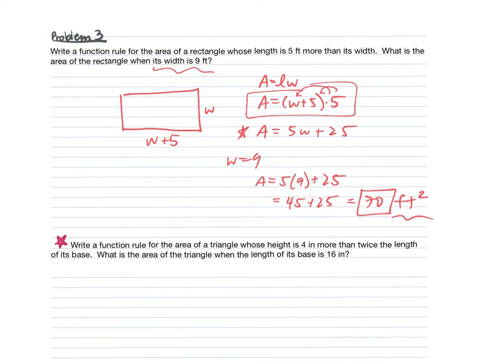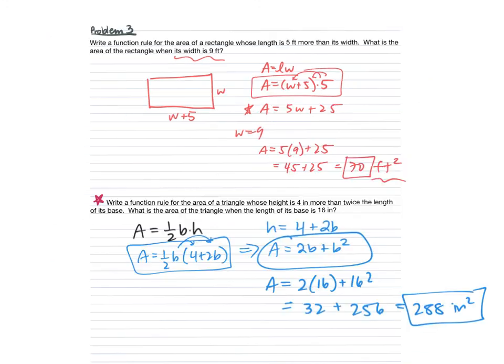Okay. So now try this one on your own. What's the area of a triangle whose height is 4 inches more than twice the length of its base? What's the area of a triangle when the length of its base is 16? So maybe you know what the area of a triangle is. Maybe you don't. 1/2 base times height. So there's your area formula that you use. And see if you can figure out what the function rule is going to be, knowing now that the area of a triangle is 1/2 base times height. Press pause and try this on your own, and then check back for the solution.